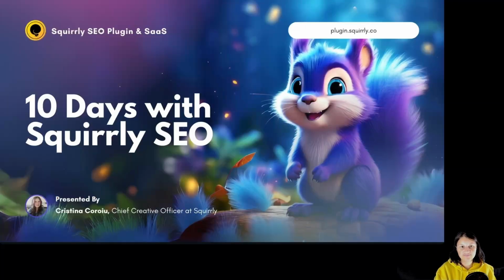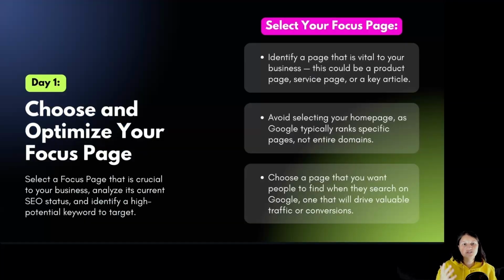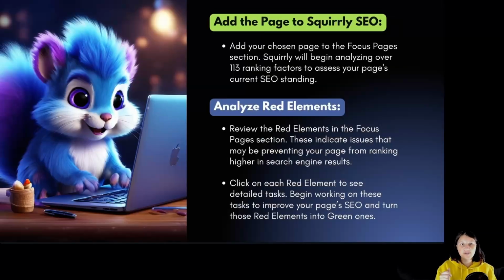So let's get started. For day 1, you can choose and optimize your focus page. You can select a focus page that is crucial to your business, analyze its current SEO status, and identify a high potential keyword target. So, select your focus page, identify a page that is vital to your business. This could be a product page, a service page, or a key article. Avoid selecting your homepage, as Google typically ranks specific pages, not entire domains. And choose a page that you want people to find when they search on Google, one that will drive valuable traffic and conversions. Then add that page to Squirrly SEO.